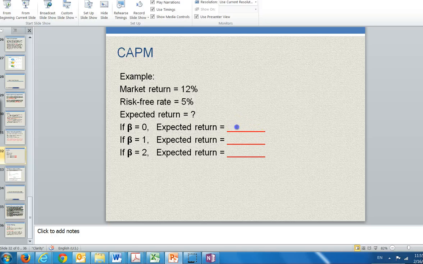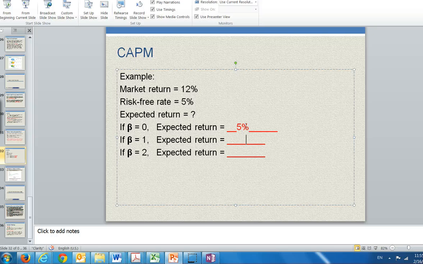So let's give this blanking, it's 5%. And now the second one is if beta equals 1, what happens to the expected return?